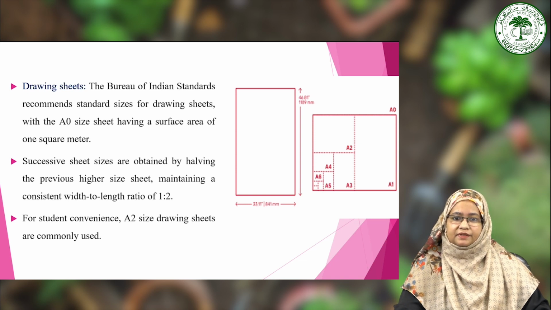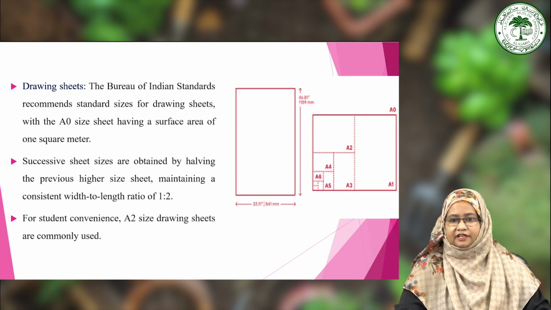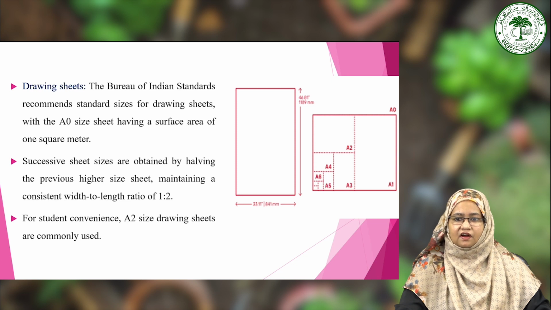Drawing sheets come in standardized sizes as recommended by the Bureau of Indian Standards. The largest size is A0, which occupies a surface area of 1 square meter. Subsequent sizes are derived by halving the preceding larger sheets, maintaining a consistent aspect ratio of 1:√2. For convenience, in educational settings, A2 sheets are commonly used, as seen in this particular figure.